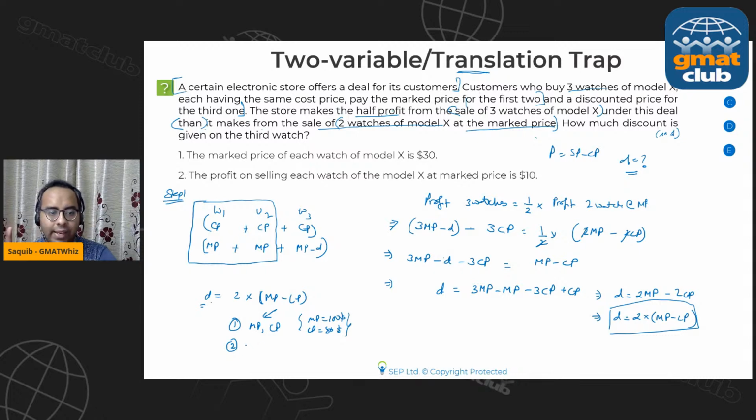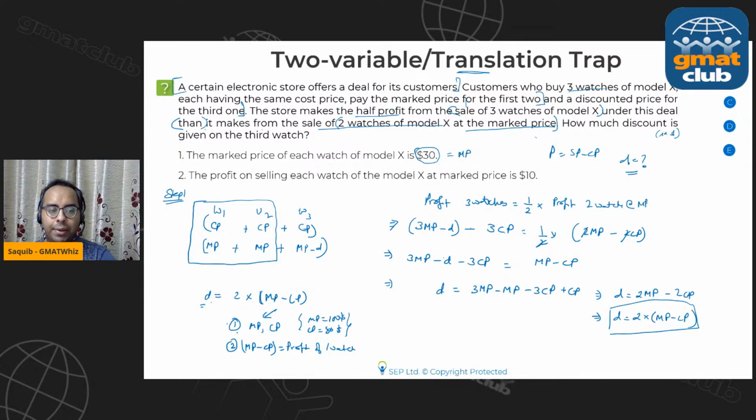Or else, if I can get the value of MP minus CP directly, if somebody tells me the value of MP minus CP, which is the profit of one watch, even then I can get my answer. So with that in mind, you should now go and look at the statements. First statement is that MP is $30. The mark price of each watch is $30. So MP is $30. But remember, you have these two.